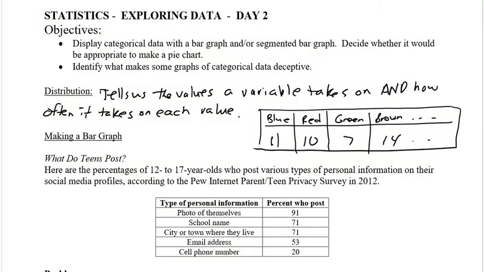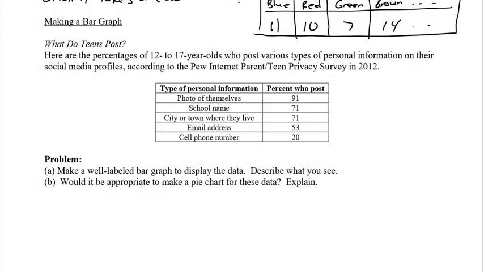So let's look at making a bar graph. What do teens post? Here are the percentages of 12 to 17-year-olds who post various types of personal information on their social media profiles, according to the Pew Internet Parent-Teen Privacy Survey in 2012. So type of personal information: photo of themselves, 91% do that. School, 71%. City, 71%. Email address, 53%. Cell phone number, 20%.